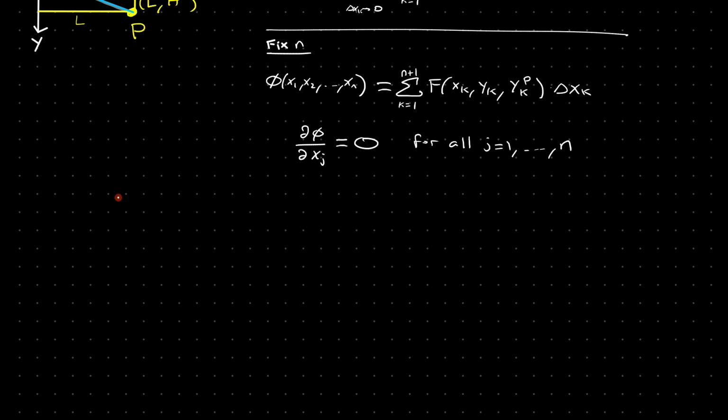So to take this partial derivative, remember that we're taking the partial derivative of a summation here. So the partial derivative of phi with respect to xj is the same thing as the summation of the partial derivative of every single individual term in this finite sum.